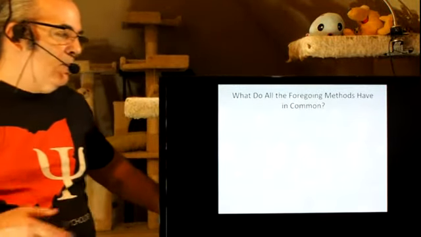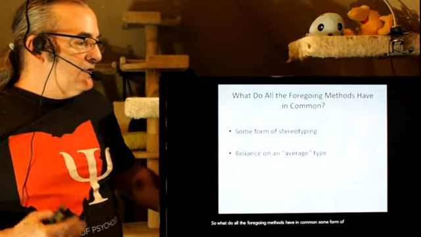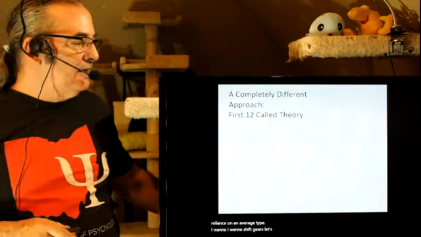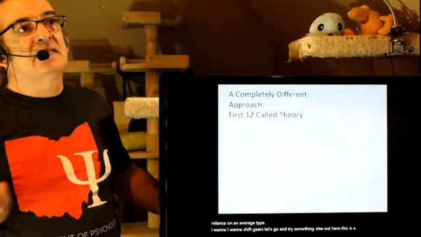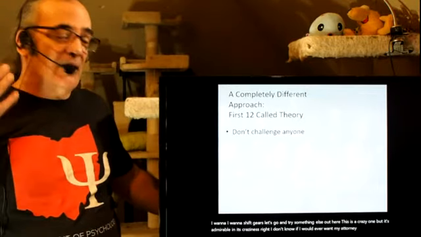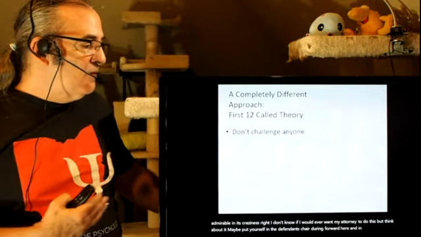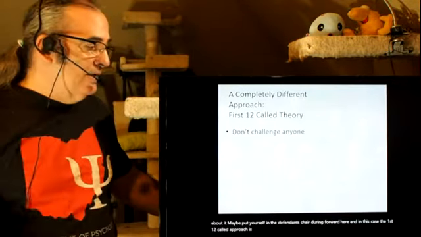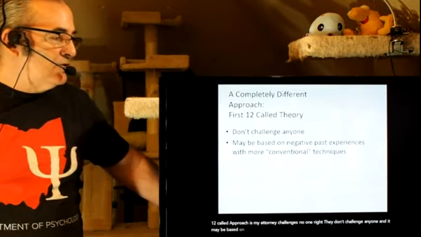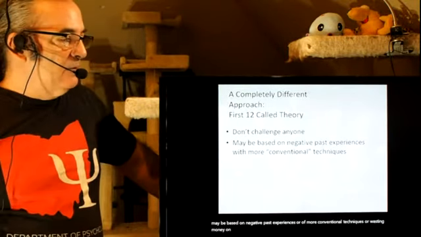So, what do all the foregoing methods have in common? Some form of stereotyping, right? The reliance on an average type. I want to shift gears. Let's try something else out here. This is a crazy one, but it's admirable in its craziness, right? I don't know if I would ever want my attorney to do this, but think about it. Maybe put yourself in the defendant's chair during voir dire. And in this case, the first-12-called approach is that my attorney challenges no one, right? They don't challenge anyone. And it may be based on negative past experiences with more conventional techniques, or wasting money on jury advisors, etc., not getting anywhere with that.